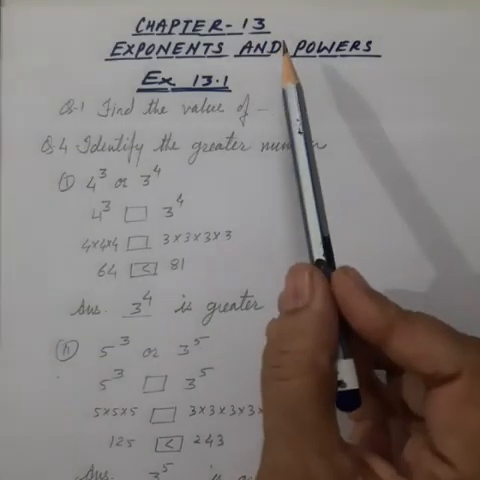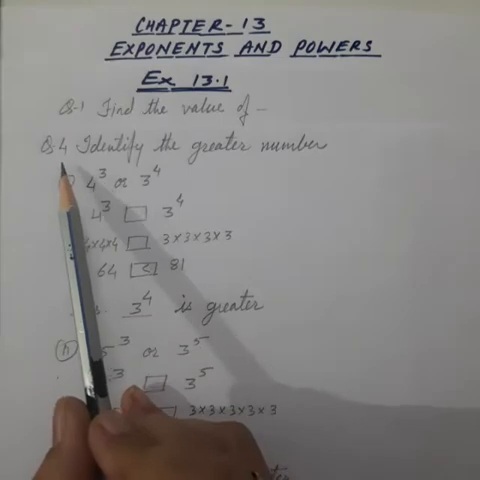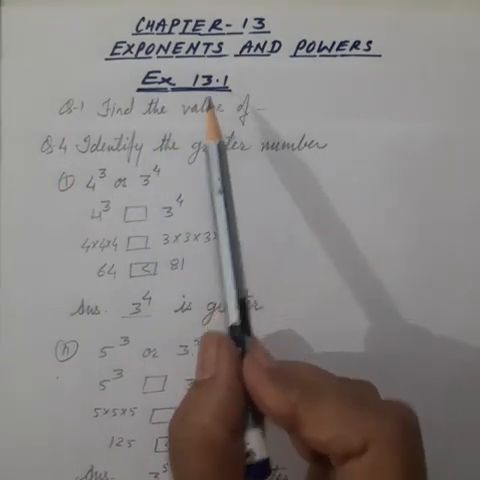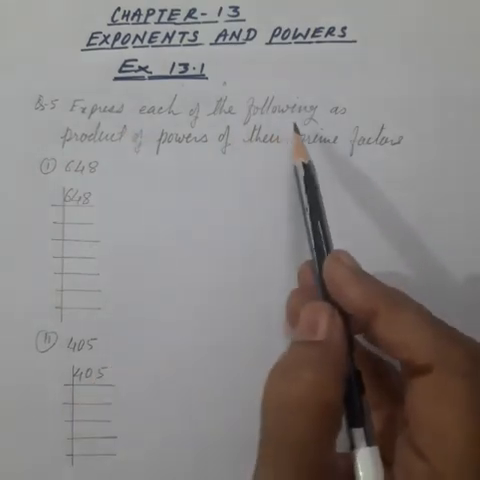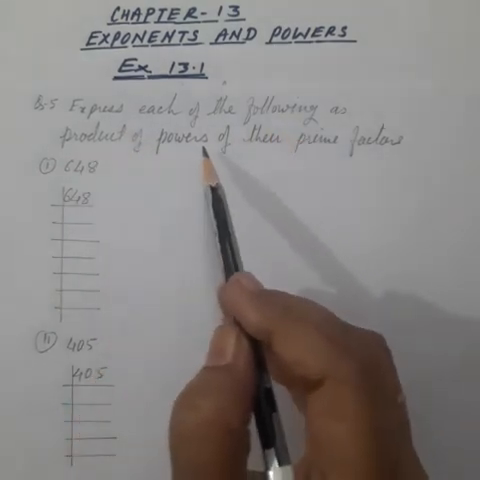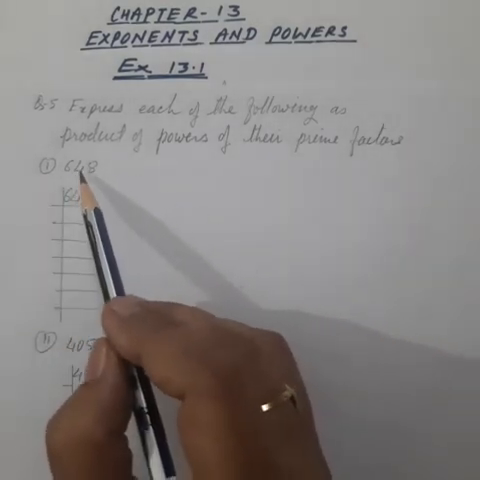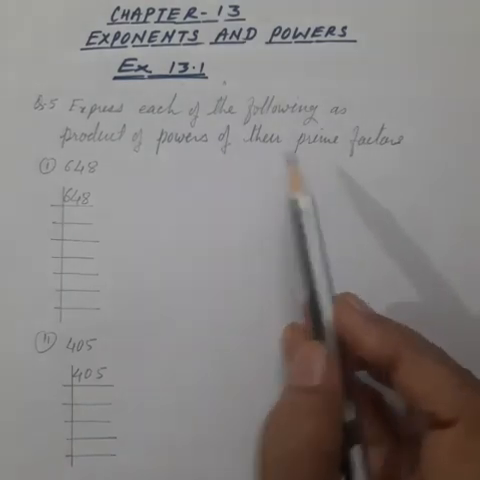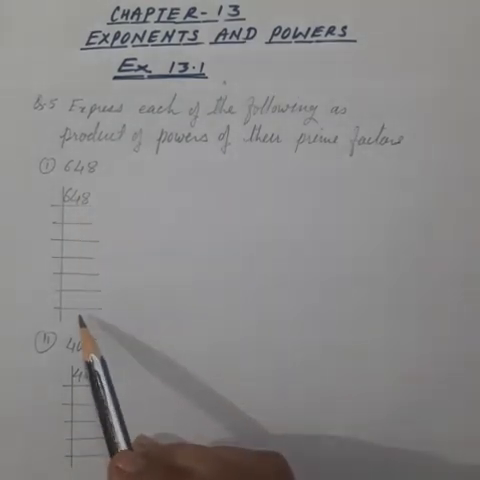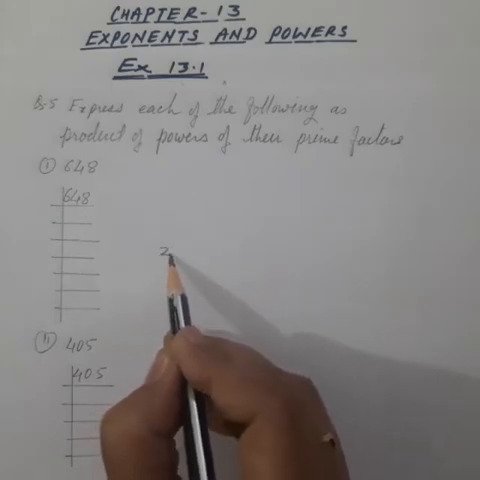In chapter 13, exponents and powers, we have completed question 1 to question 4 of exercise 13.1 in the previous class. Now question 5: express each of the following as a product of powers of their prime factors. First, 648. To represent this number as the product of powers of its prime factors, first we have to find out its prime factorization. The first prime number is 2.